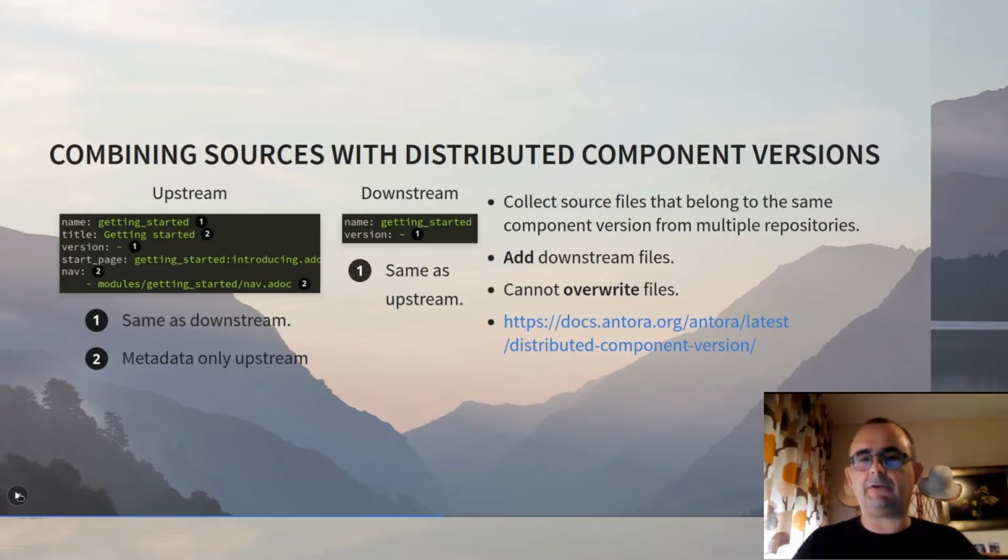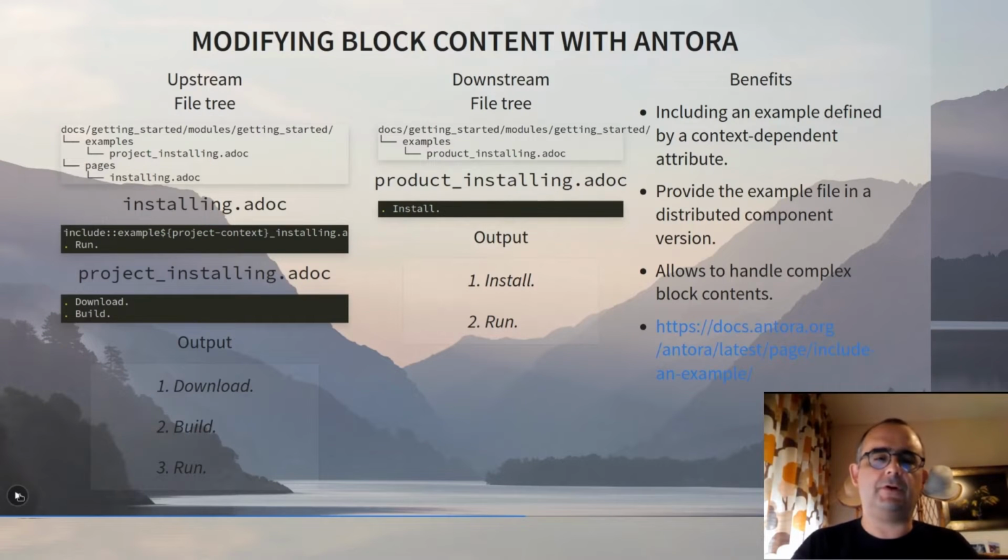An additional feature is to add new files. We have a feature in Antora called distributed component version, and it means that if you have content that has the same name and the same version, then Antora will try to combine the files, to add the files of the two content sources in the same bucket. There is one limitation to that: you cannot overwrite a file. So, meaning that we still need to differentiate the included files from the upstream repository and from the downstream repository with a different name.